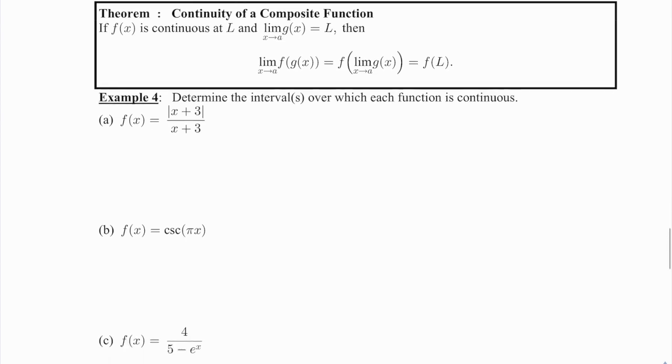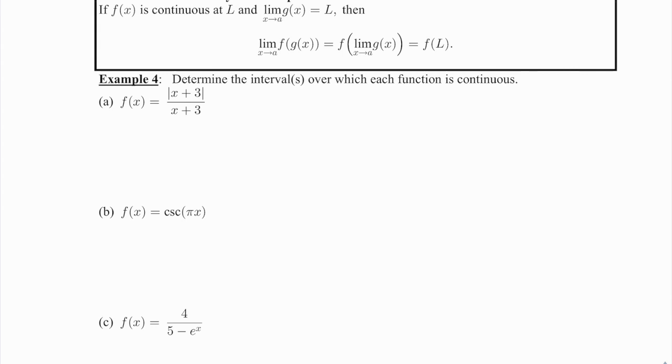So let's take a look at example 4 here. We have 3 different functions and we want to just figure out what are the intervals over which each function is continuous. Example 4a says f of x is the absolute value of x plus 3 over x plus 3. And we can think, well, I know the absolute value function itself is continuous everywhere. That's just a v shape. And the function x plus 3 is continuous everywhere. So their ratio will be continuous whenever the denominator is not 0.